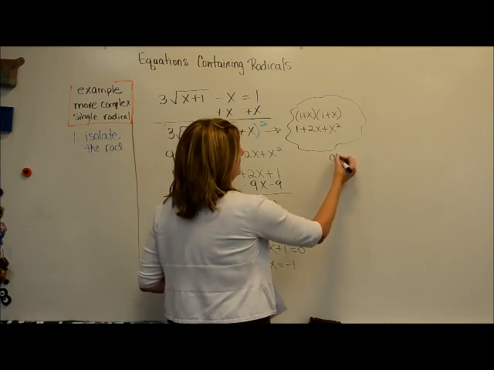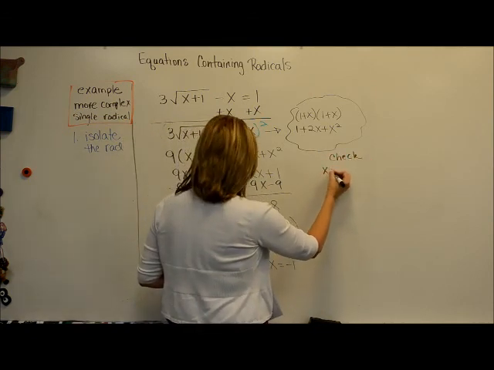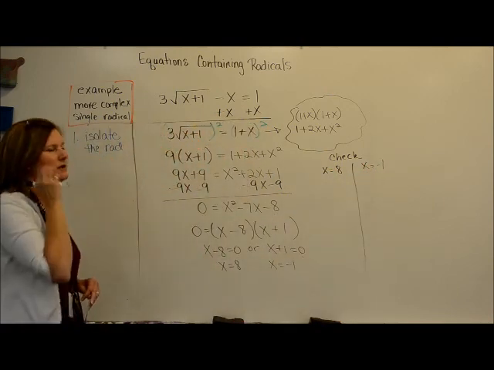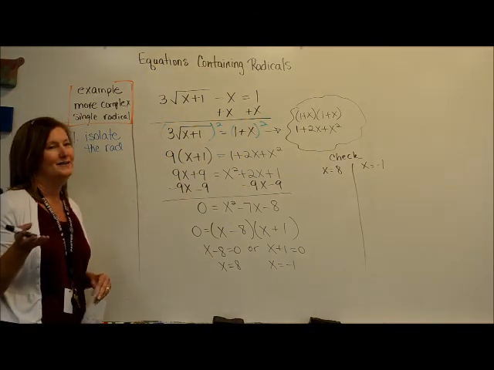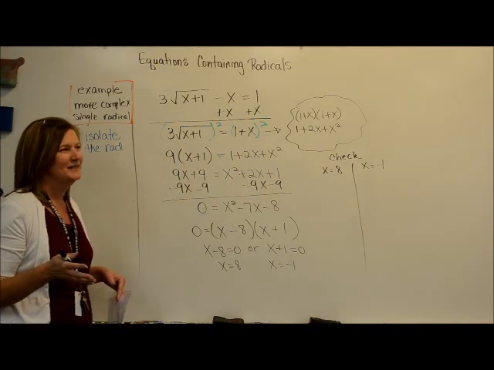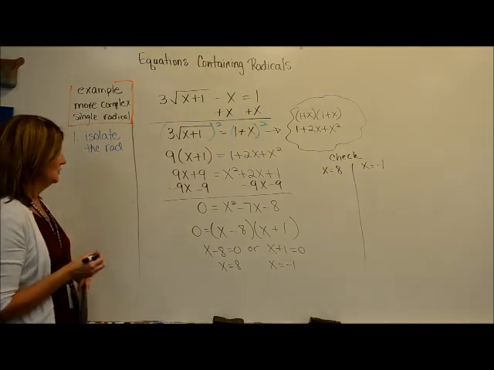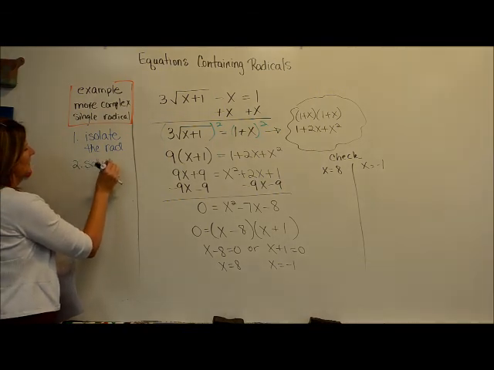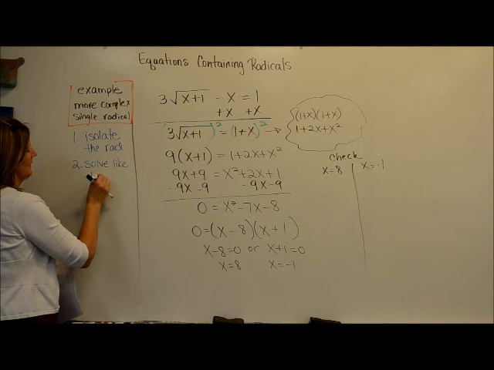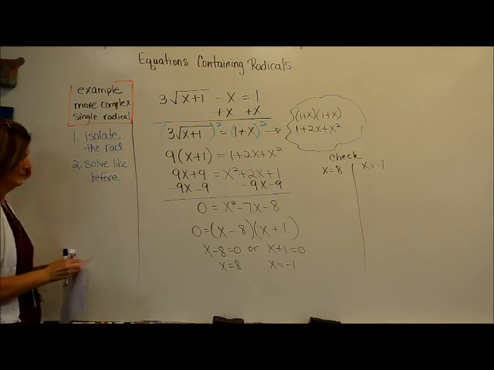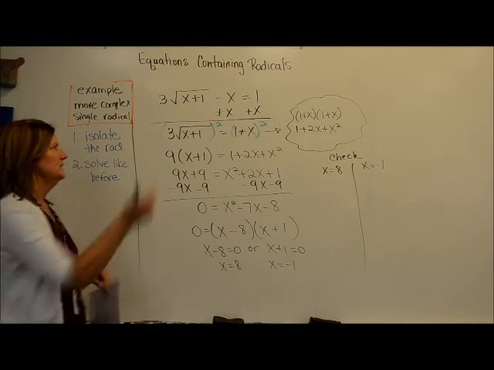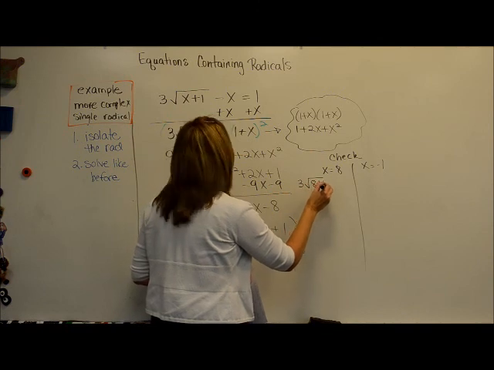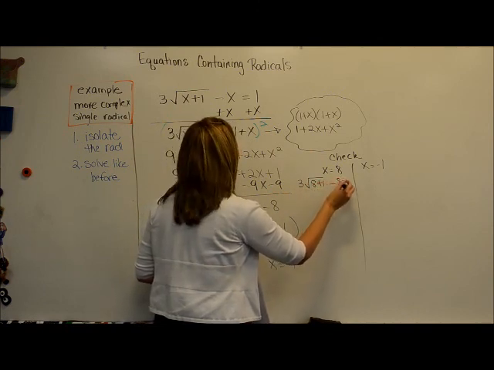I'm going to have to do a check. I have x equals 8. I have x equals negative 1. I have to check them. If I don't check them, it could be that they're not right. I know they've been all working out so far, it's just lovely, but it doesn't always happen. There's your warning. This is solved like before. Okay, so I'm just going to put it back into the original. So I have 3 times square root of 8 plus 1 minus 8 equals 1.